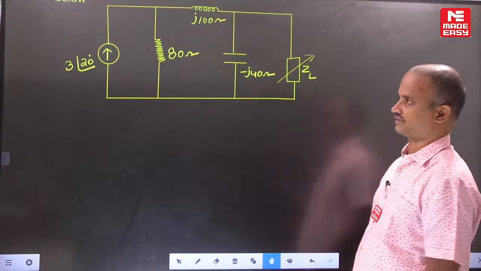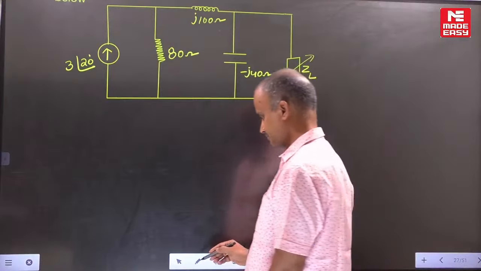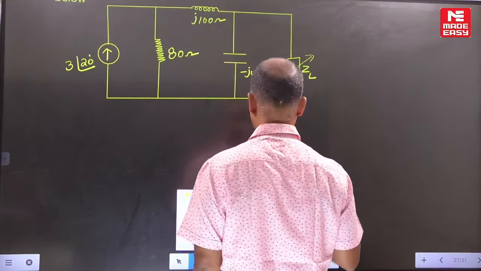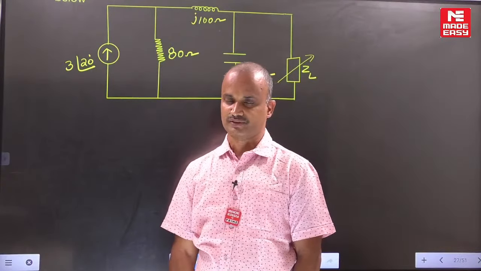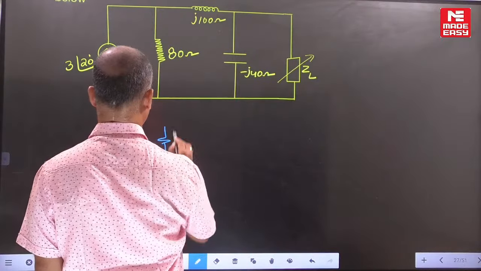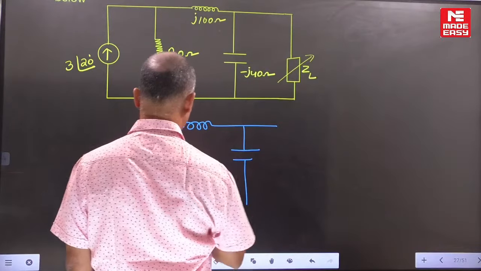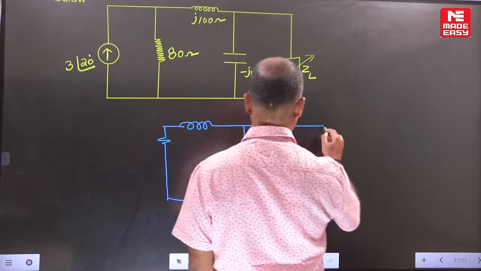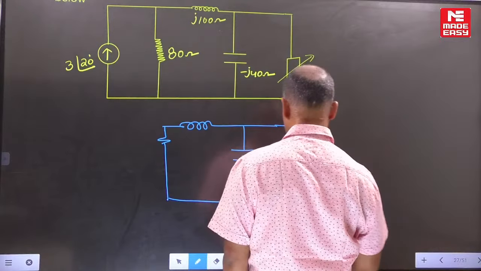First we have to find the respective Z Thevenin's. To find Z Thevenin's, the procedure is to deactivate all the independent sources. The current source is replaced by an open circuit. Now with respect to the load impedance, we have to find Z Thevenin's.